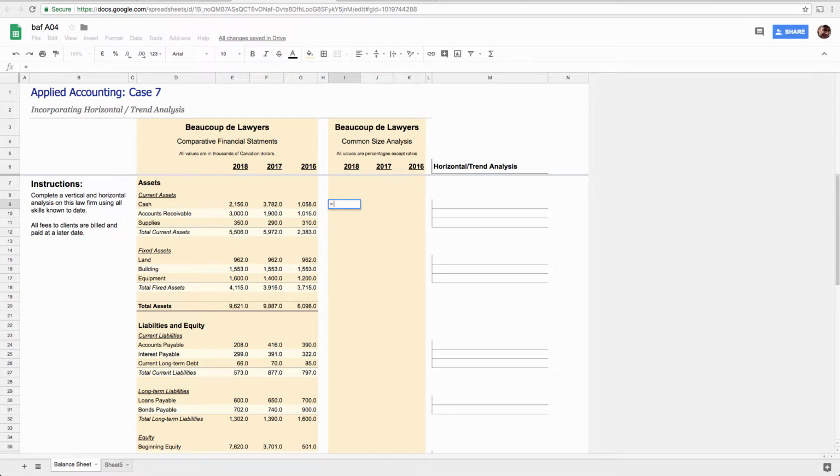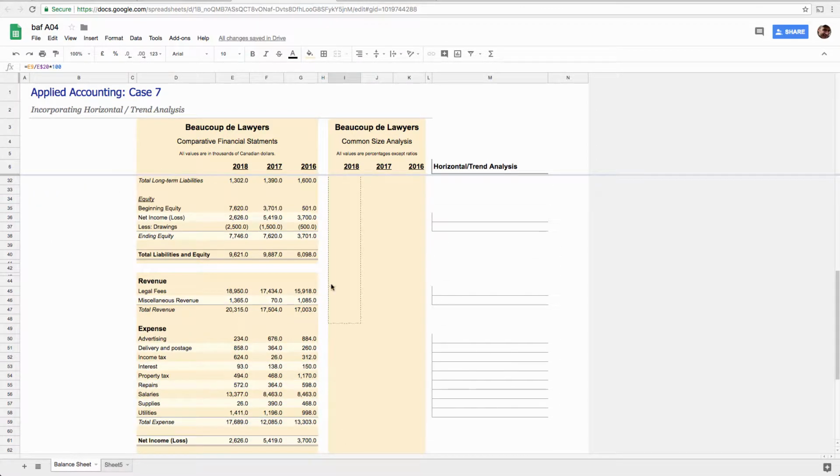So lickety split, let's see how fast it should actually take you to do this. We're going to go equals this cash value, and we're going to divide it by total assets, and we're going to put a $ in front of that, right? And we're going to multiply by 100, and that's what we want. And I'm going to copy that all the way down right to the end of the balance sheet, and I'm going to copy it over.